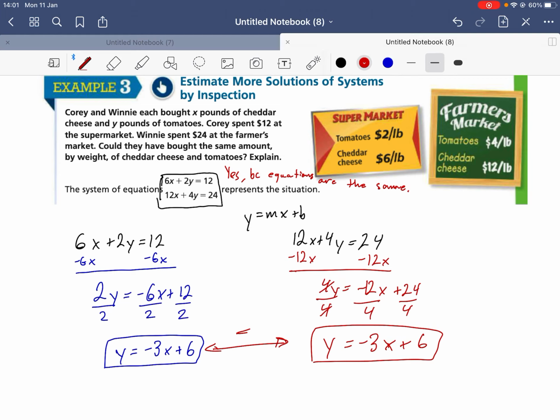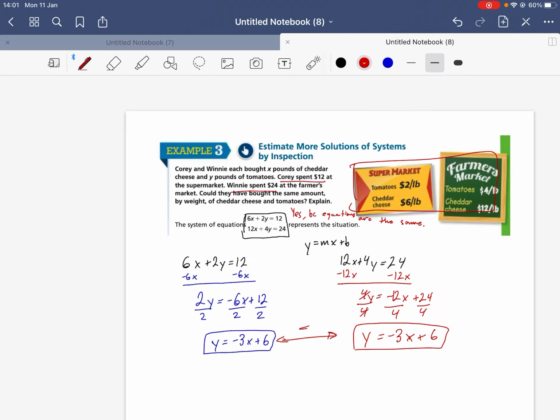Okay? When you're taking notes, there are a lot of word problems. I'm okay if you just summarize the word problems. You don't have to write it all down, but I do want you to write down the example that it is, okay? So this is example 3, and then just summarize the key parts. So maybe you just write down Corey spent $12, Winnie spent $24. Or maybe you just summarize the information over here, okay?